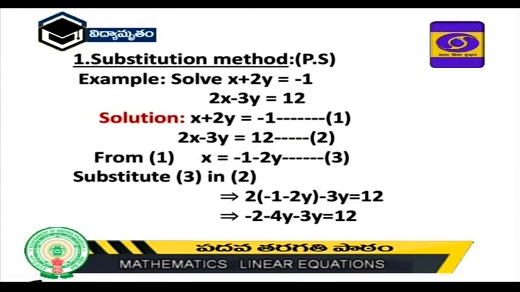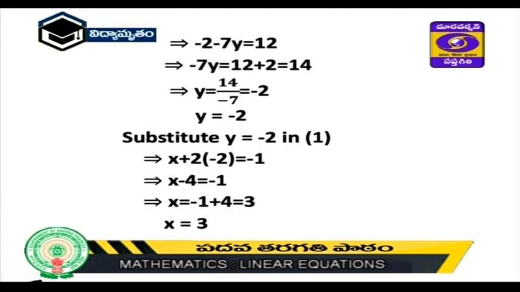-2 - 4y equal to 12 and -2 - 7y equal to 12, -7y equal to 12 plus 2 equal to 14. Then we can find the value of y, that is y equal to 14 by -7, that is equal to -2. So, here the value of y is -2.